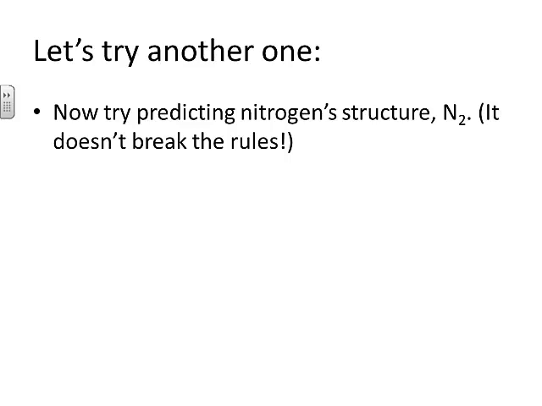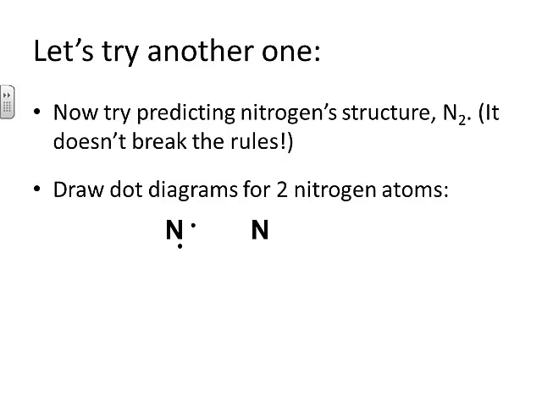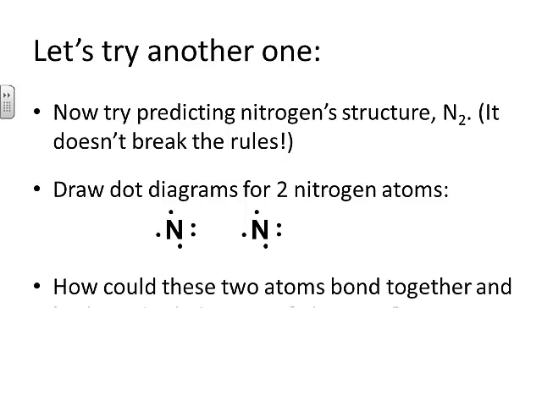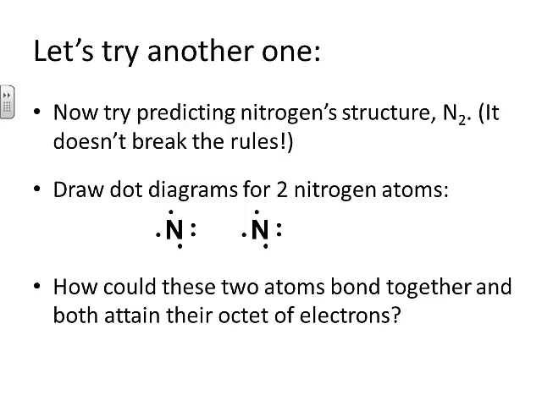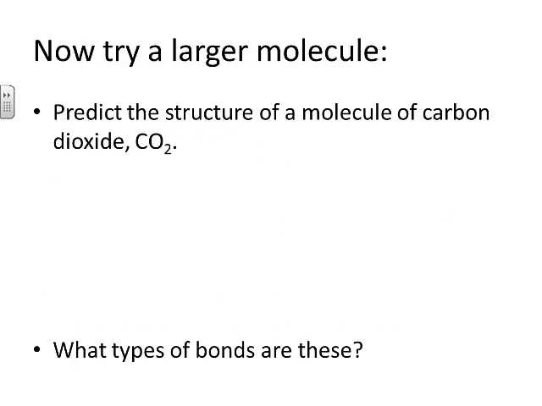Now let's try predicting nitrogen's structure. Now, it doesn't break the rules. If we draw dot diagrams for two nitrogen atoms, we see that each one has 5 valence electrons, which means each one's available to bond 3 times. How could these two atoms bond together and both attain their octet? The only way it would work out is if those two nitrogen atoms were to triple bond to one another.